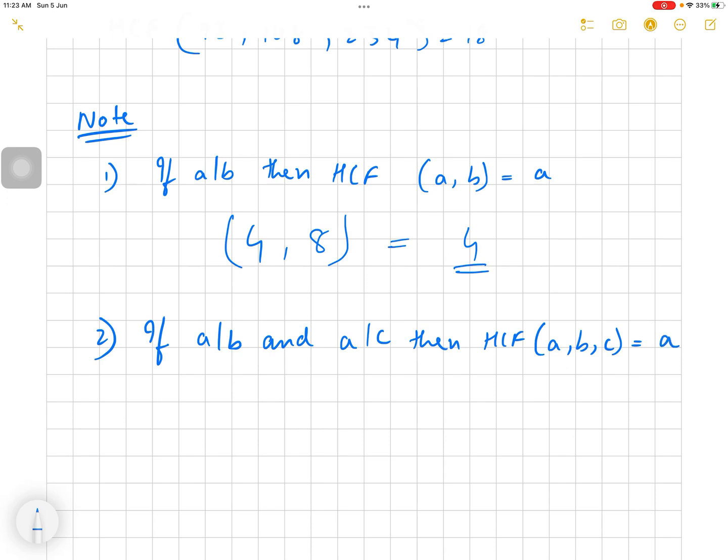So with this I mean if there are three numbers, suppose 4, 8 and 16. Now this is A, this is B and this is C. So 8 is divisible by 4. When you do 8 divided by 4, it is 2. Correct? Even 16 is divisible by 4. When you do 16 divided by 4, it is 4. So that means HCF will be 4. So A is the smaller number, B is the bigger number and C is the biggest number.